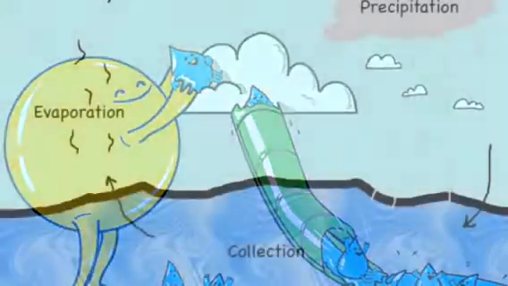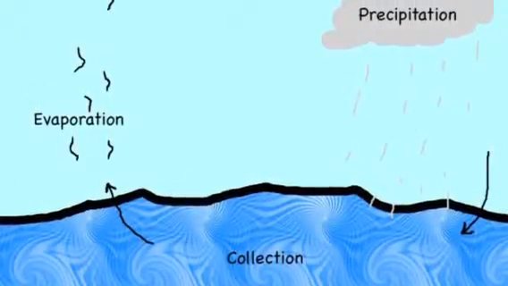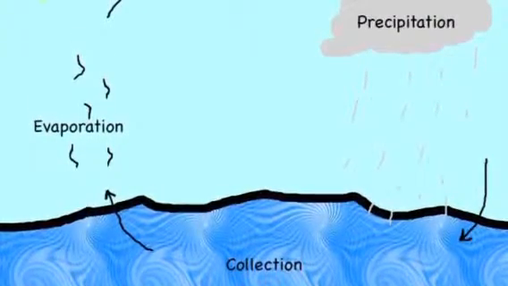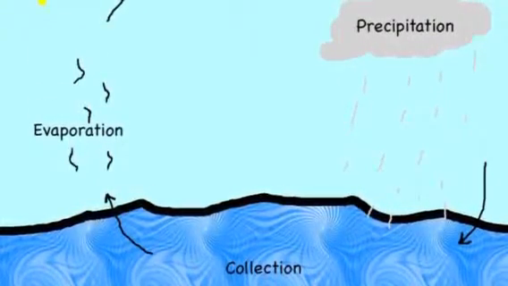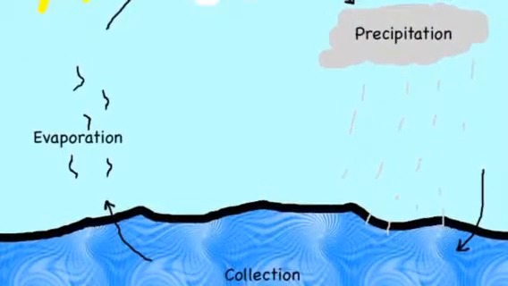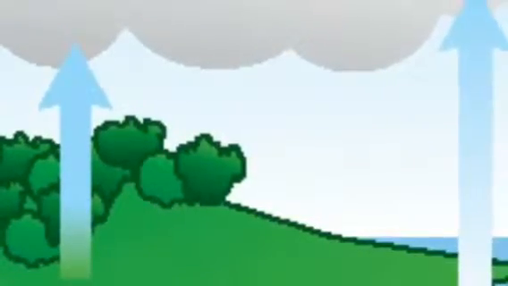In the water cycle, there are 4 different components: evaporation, condensation, precipitation, and collection. The 4 main parts. You also have transpiration, but that's another thing. But you have evaporation, condensation, precipitation, and collection. Moving forward, you have evaporation.